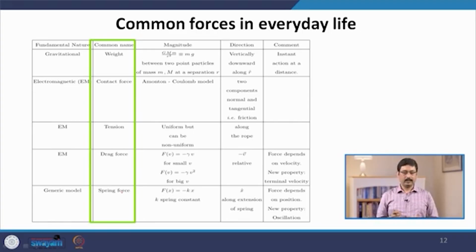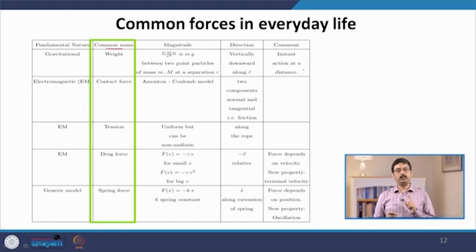So, here is a table in which the second column represents some common forces, the common names of the forces. The third and fourth columns give you the magnitude and direction of the forces. The first column will come in the next slide, and the last column has some comments which you may ignore at the moment.